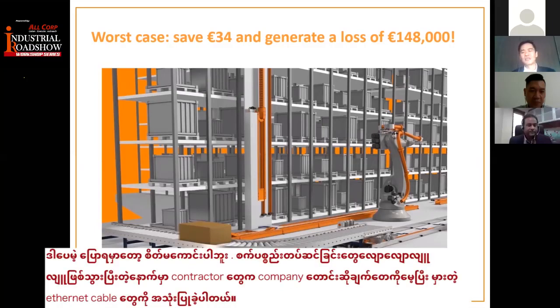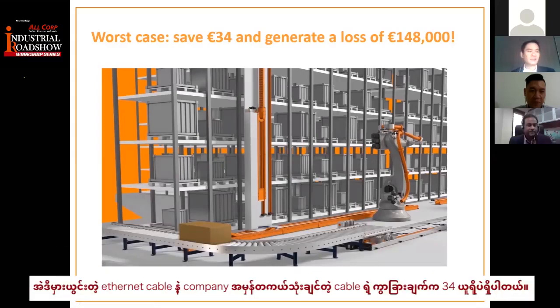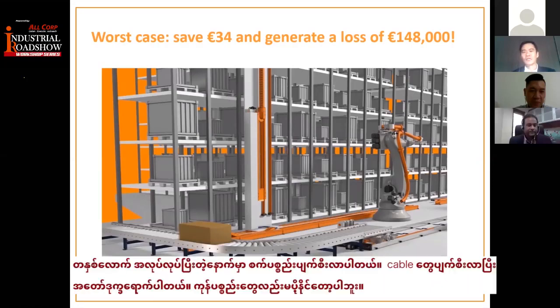But sadly, the installation and commissioning went so smoothly that they forgot the instruction that was given, and they used the wrong Ethernet cable. The wrong Ethernet cable is only a difference of €34 compared to the proper one the company intended to use. After 1 year of operation, the machine broke down, the cable broke, and it caused a lot of disruption.